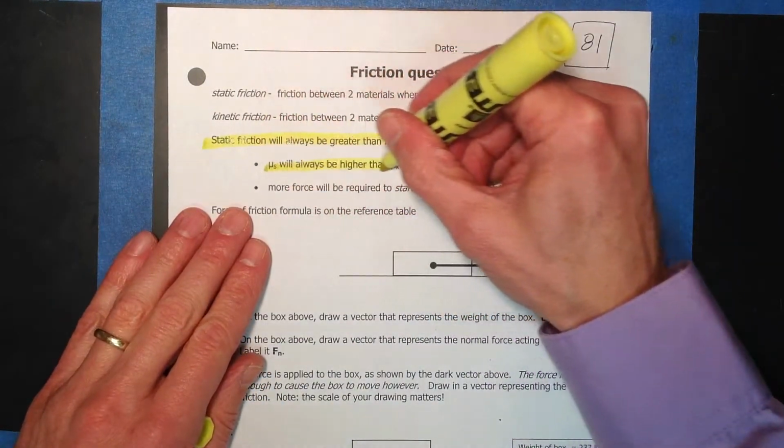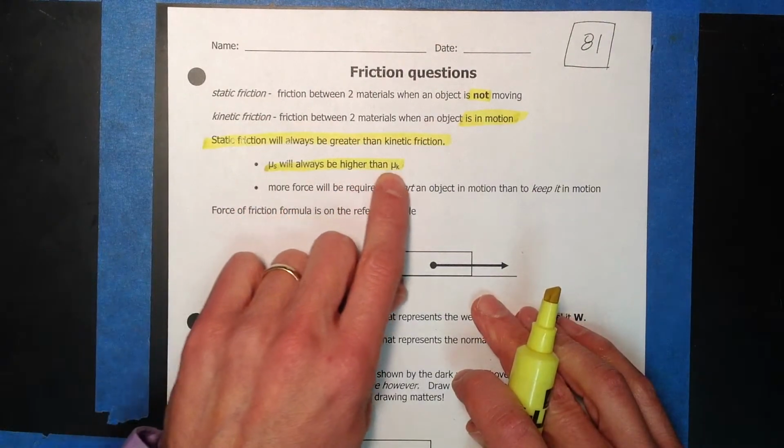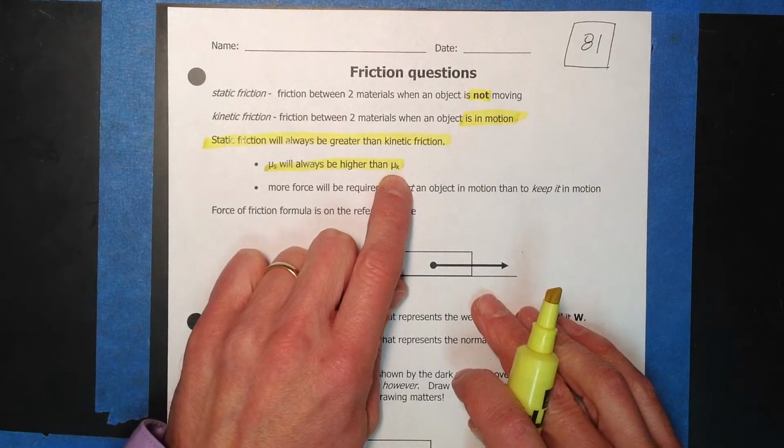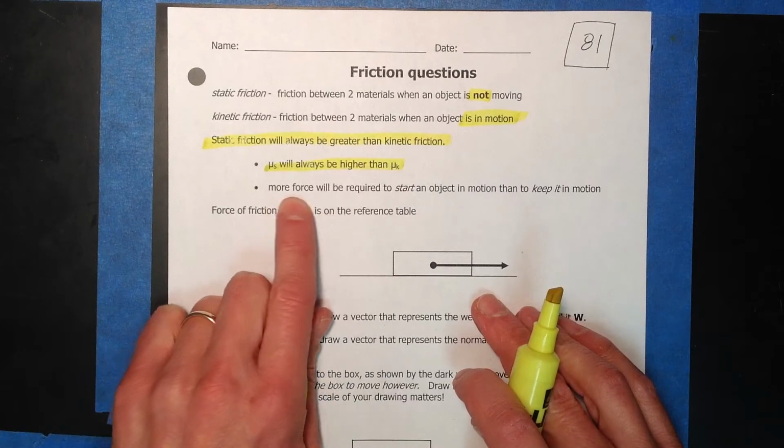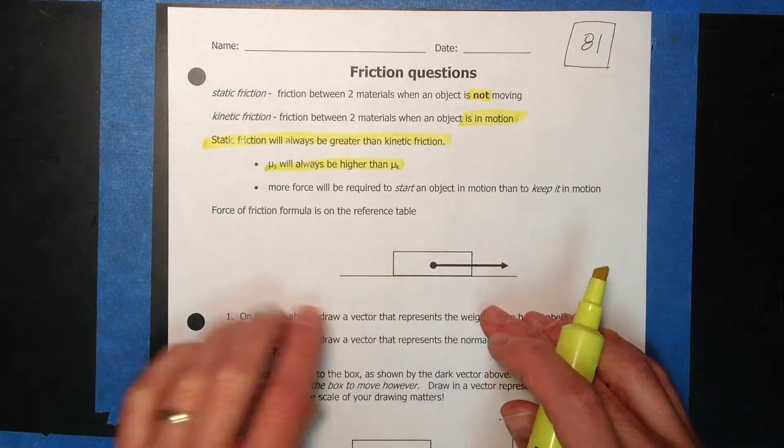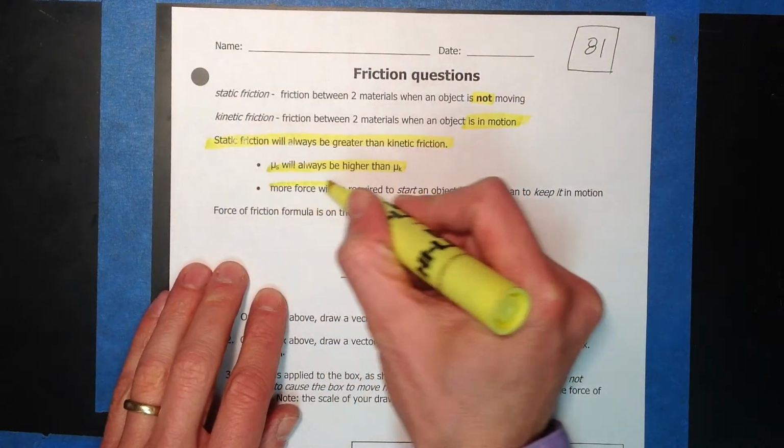So the coefficient of static friction will always be higher than the coefficient of kinetic friction. More force will be required to start an object in motion than to keep it in motion. This is key. Know these things, okay?